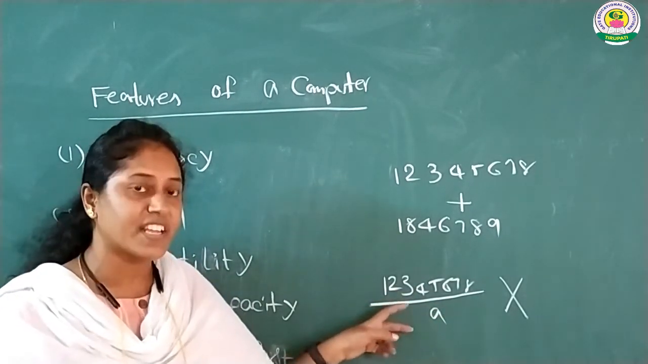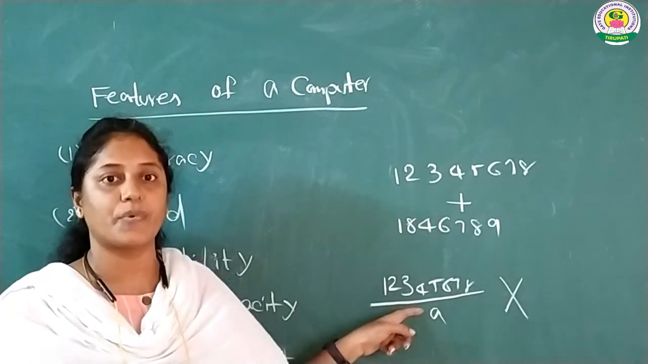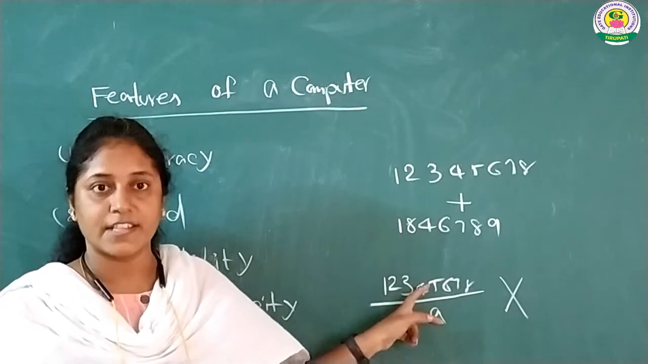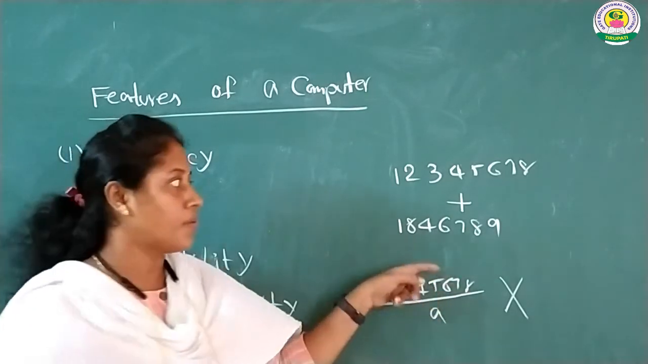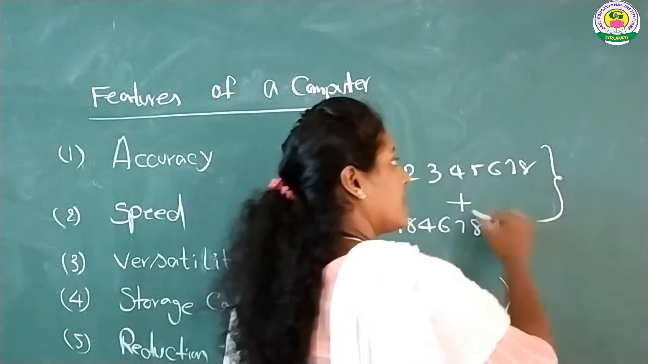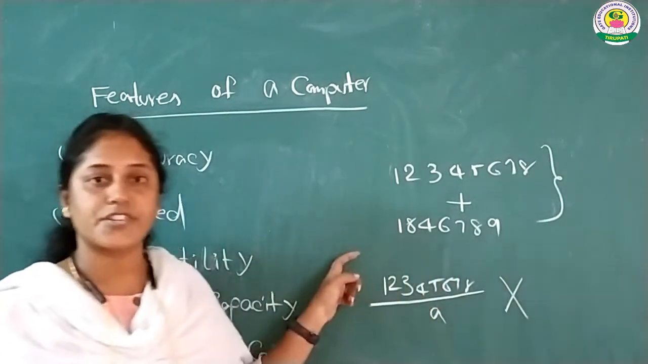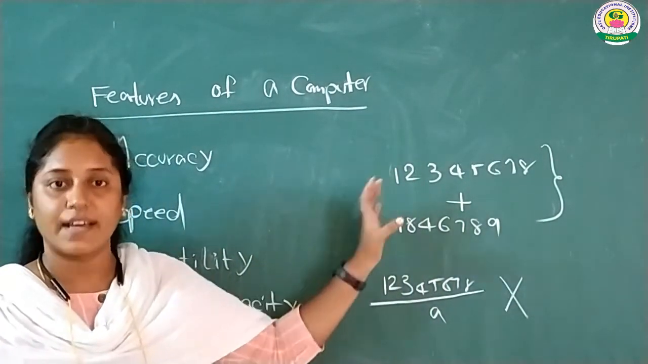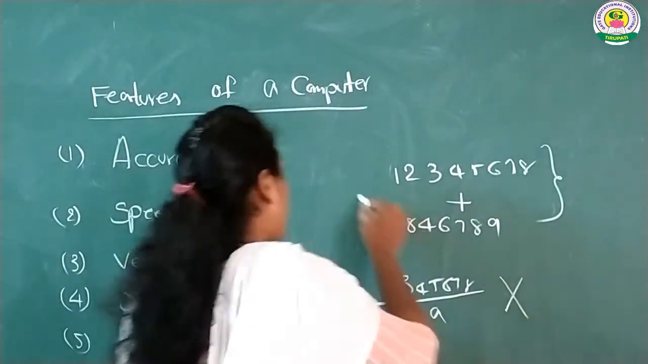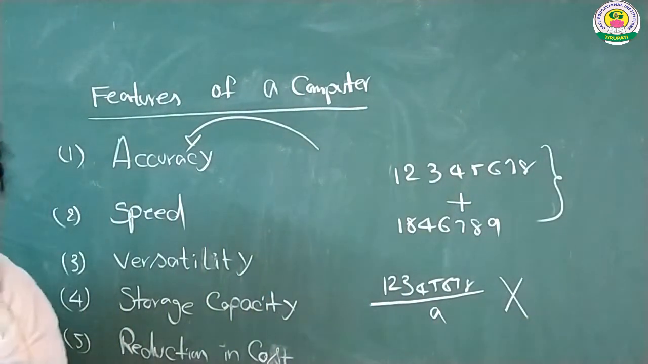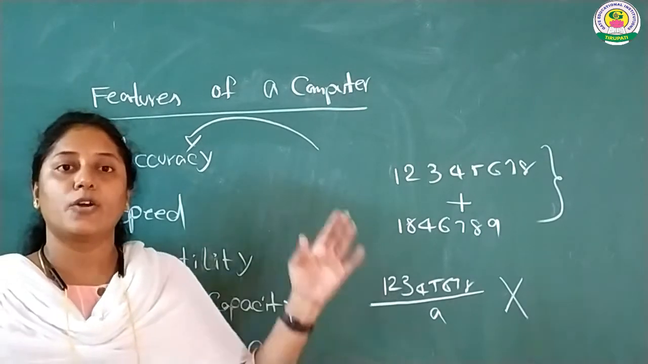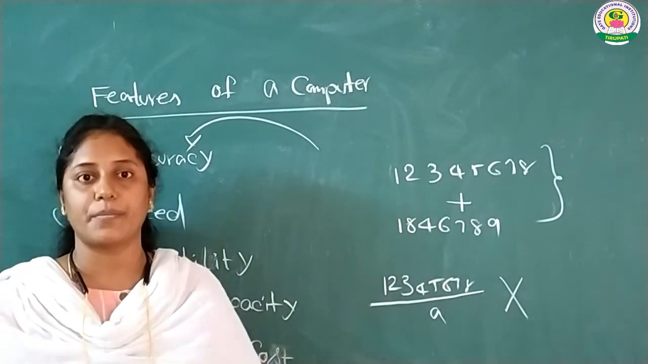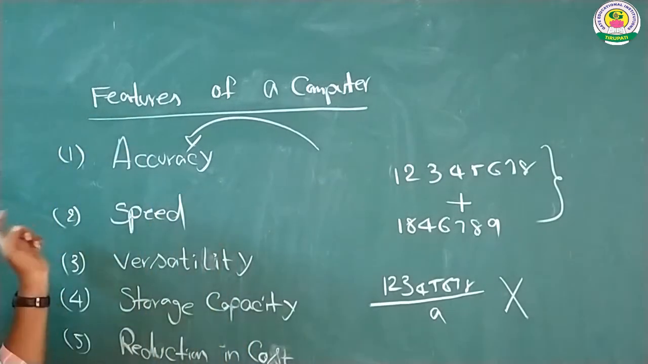So if the user gives this type of instructions to the computer, then the computer also cannot generate correct or accurate results for the user. Whenever the user gives the correct instruction sets to the computer, then only it will produce correct results. So that is meant by accuracy. It always provides good results when the user gives correct instructions to the computer.